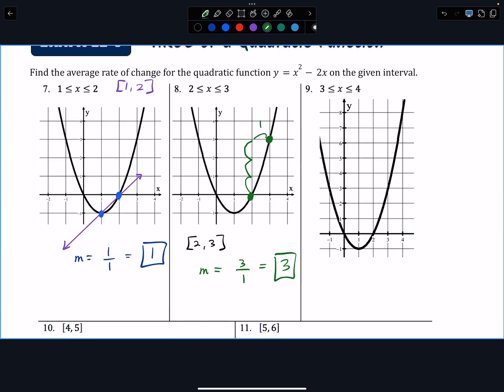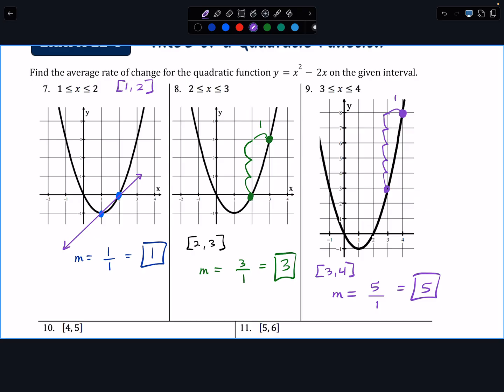All right, from 3 to 4. What's my rise? 5. And my run is? 1. So the slope is 5. Did you guys notice something? The run is always 1, good. How is this changing?